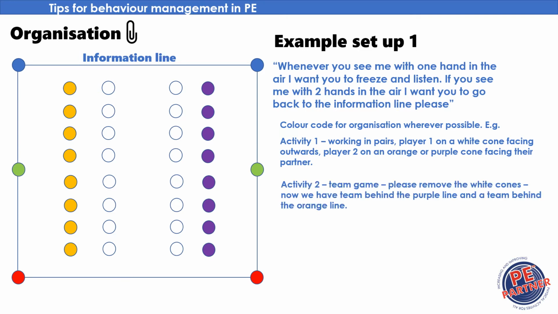In our second activity, we're playing a team game where we want half the class behind orange cones and half the class behind purple cones. So now what we can say to the children is pick up the white cones, and then we can move on to our next activity. There's no setup, we're ready to go.